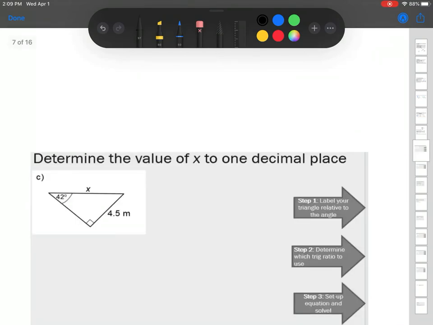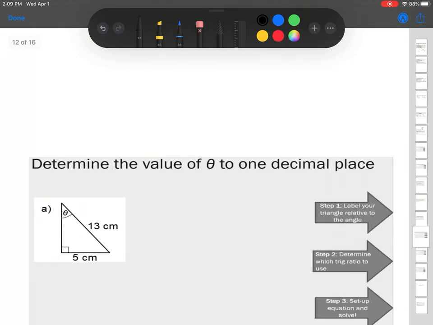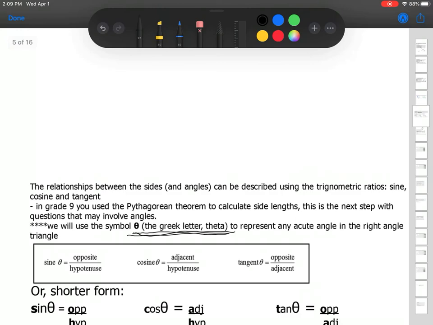So when you do an example, like way down here later on in the note, then you can see that theta is labeled as such, and it wants you to find that angle. Okay, so just a little bit of a different notation there.